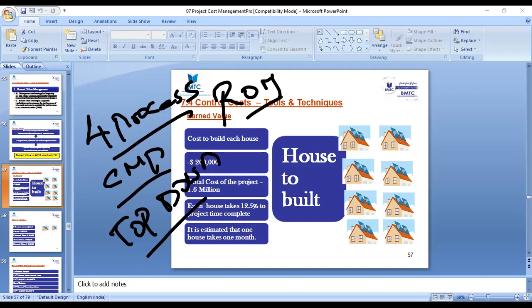So if you are using the rough order of magnitude, make sure that the range of values should be minus 25% to plus 75%.